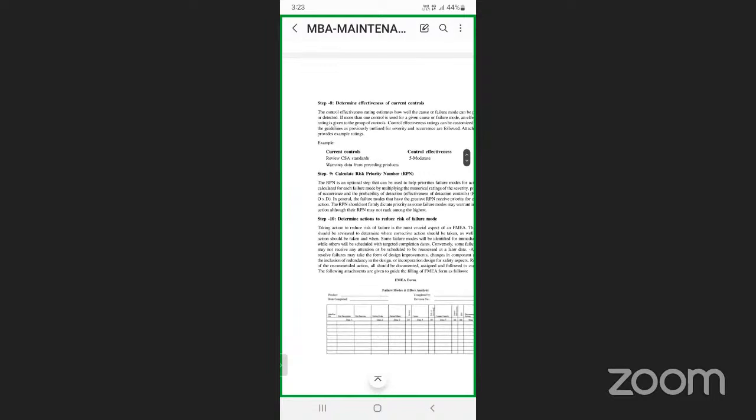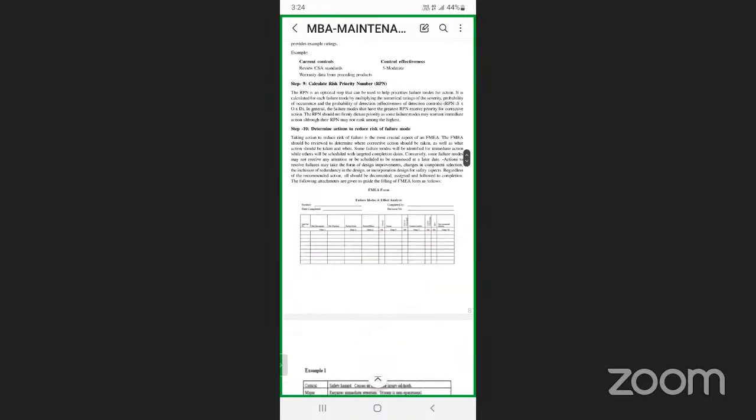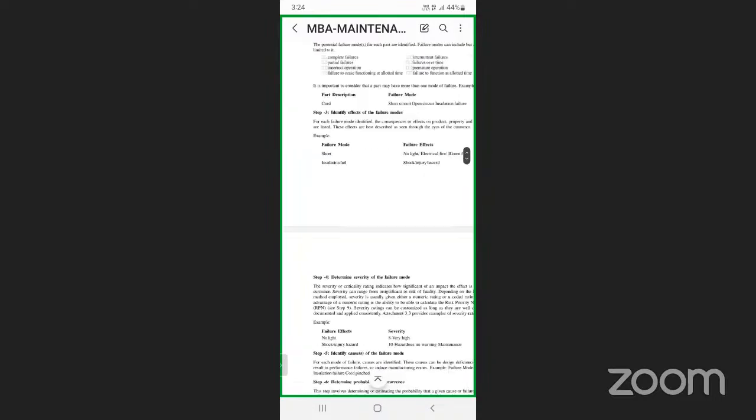So what we are doing here is dividing the product, the machine, into different components, and finding out the different components' functions, and in how many different ways they can fail, what the causes of that failure are, what the effects of the failure are, and how severe it is. We are prioritizing, and we are also examining the control mechanism which is in place, and we are taking the necessary action. Okay, so this is all about failure modes and effects analysis.